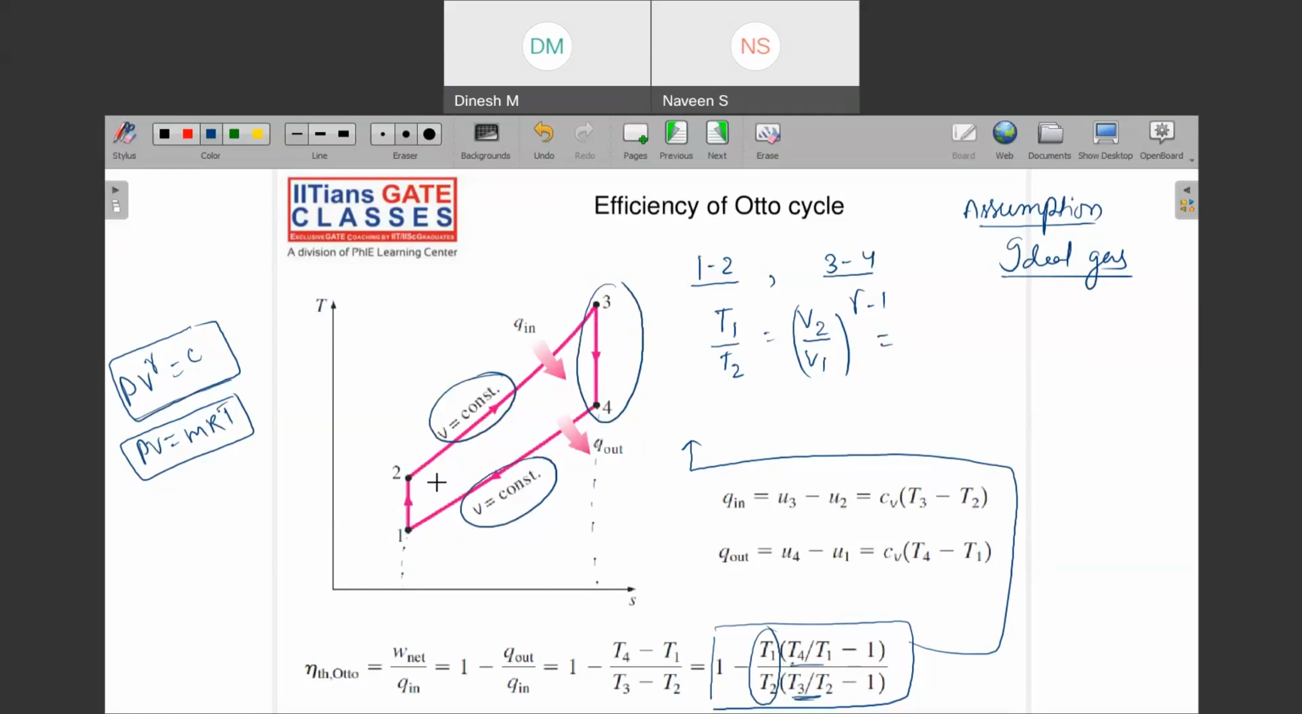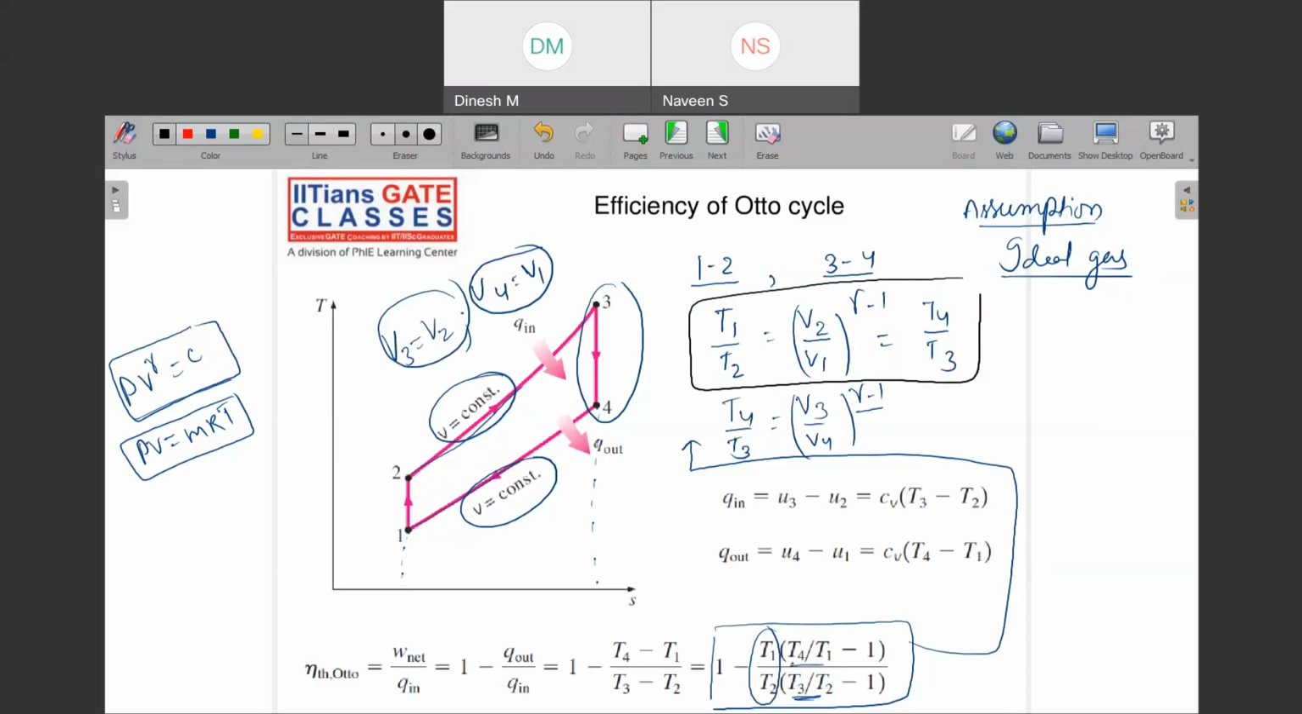Now if you compare on the PV axis, from 2 to 3 the volume is constant, and from 4 to 1 the volume is constant. So if I write T4 upon T3, can I write this as V3 upon V4 to the power gamma minus 1? And can you see that V3 is equal to V2 and V4 is equal to V1? So this ratio is nothing but equal to T4 upon T3. So these two ratios now I know.